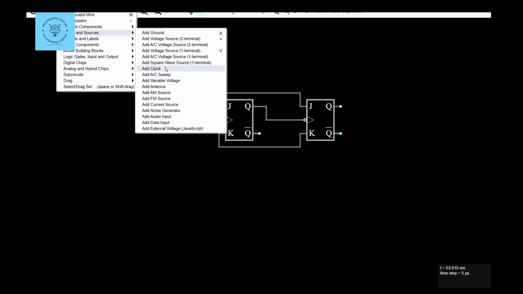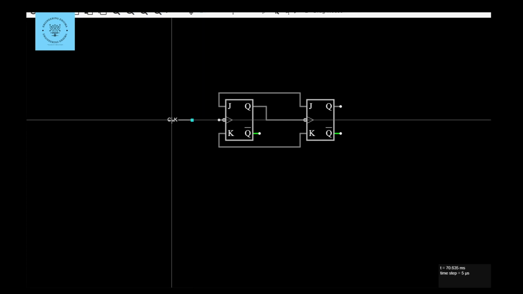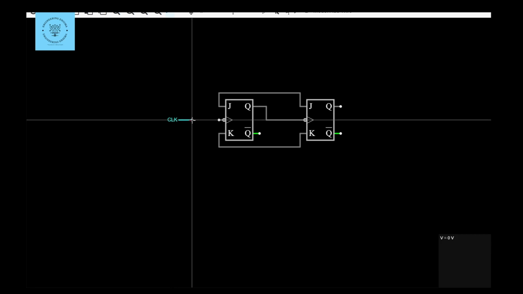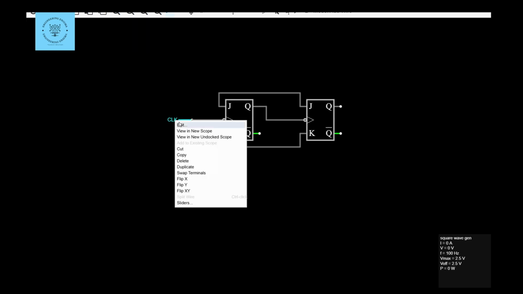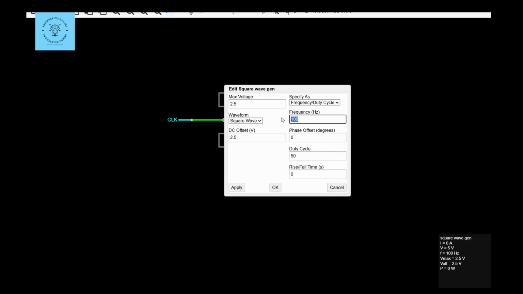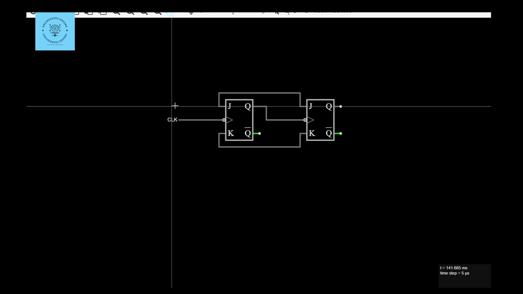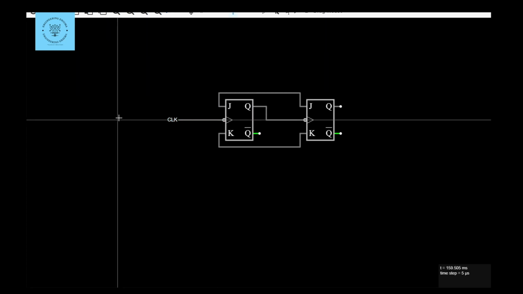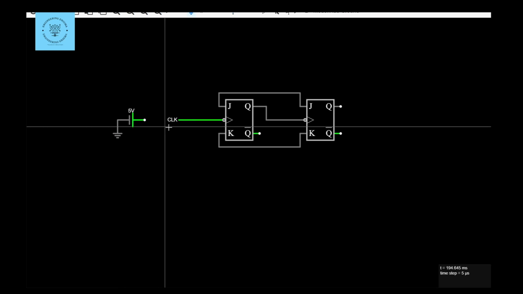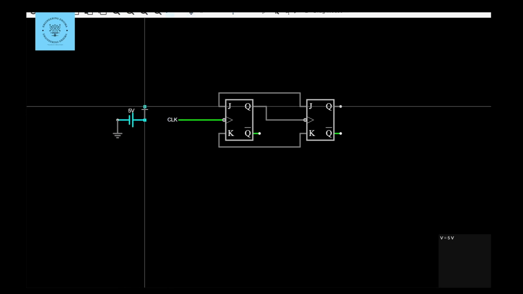Now let's understand the structure of the circuit. The first JK flip-flop receives the external clock signal. Since it is negative edge triggered, it changes state when the clock goes from high to low. The second flip-flop does not receive the clock directly. Instead, it receives the output of the first flip-flop as its clock input. This means the second flip-flop changes only when the first one toggles from high to low.